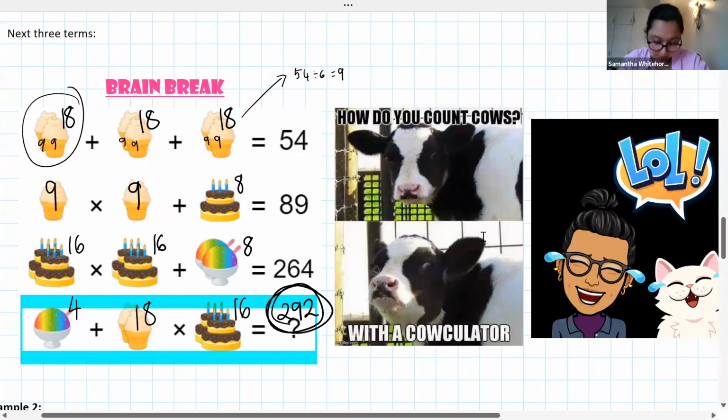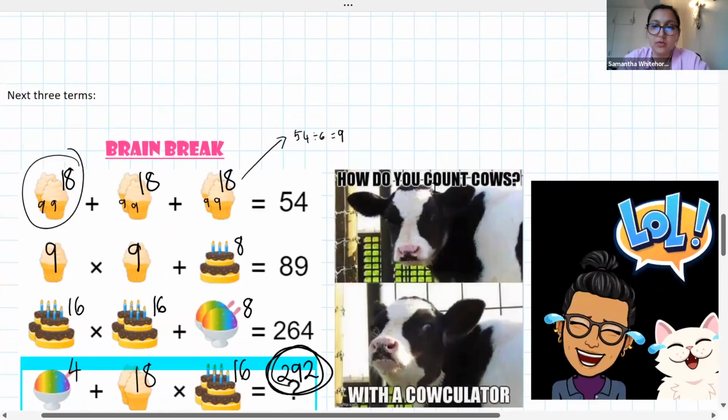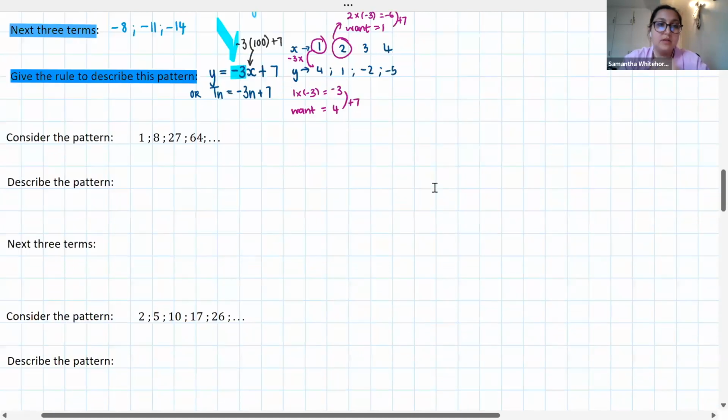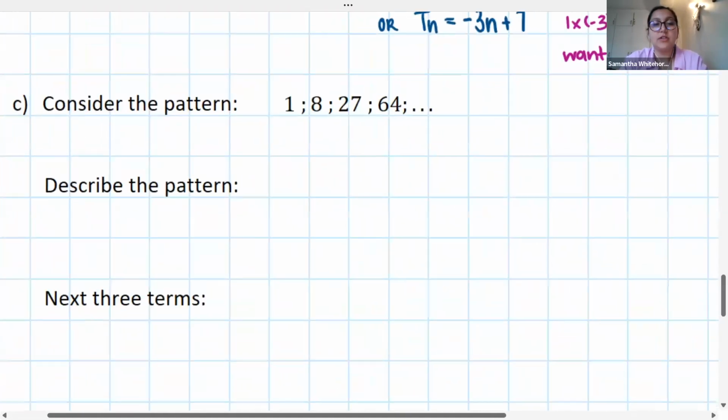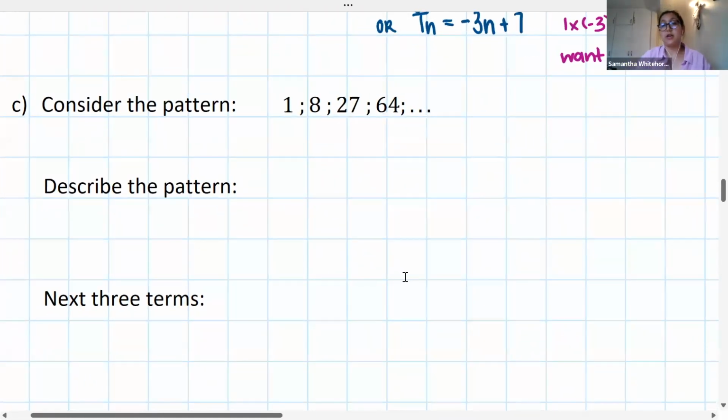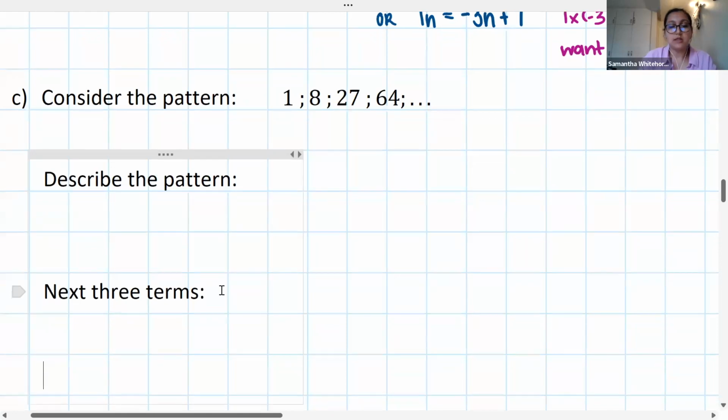Alrighty, guys. Let us do 1 or 2 more. You guys are doing amazingly well. Right, so what I want you to have a look at here is question C. Now, for question C, we're going to answer the same 3 questions. So give the rule.